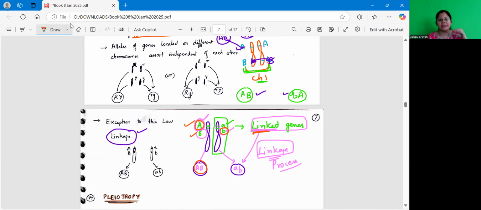Such a process is an exception to the law of independent assortment. The law of independent assortment says this capital A can go with this or this. But linkage says no, capital A has to go with only capital B, not with small b. Understood? So this is all about the laws of Mendel.